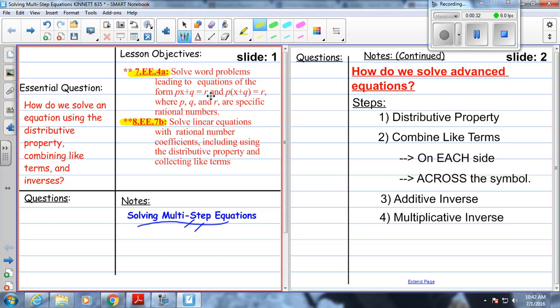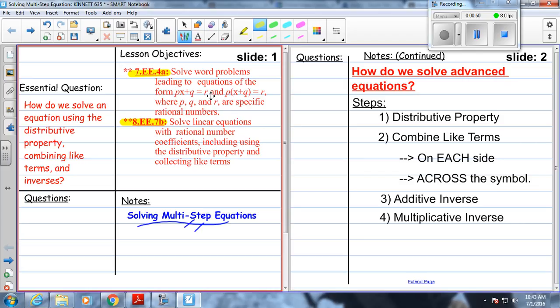Welcome back, students. So our essential question is, how do we solve an equation using the distributive property, combining like terms and inverses? We're putting together those two-step equations we just learned, as well as how to distribute and then combine like terms that we learned in the previous chapters.